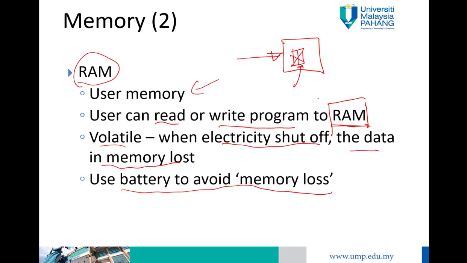So the RAM is the place where we download the program. Normally we write a program in the computer, and then we download the program to the PLC. We download that program into the RAM. So our program will still remain if the battery is still in use. But if the battery is not functioning, the program that we wrote will also be erased.